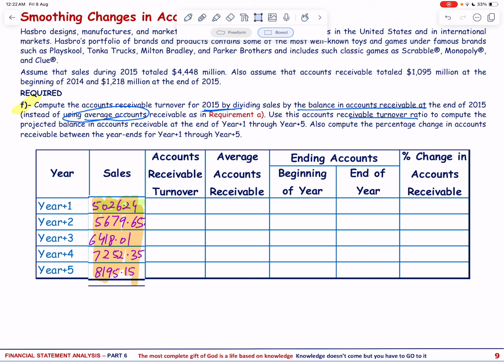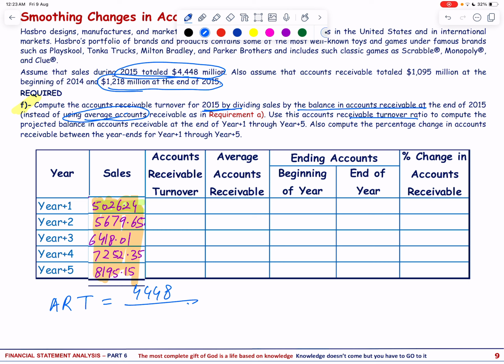First of all, let us talk about the accounts receivable turnover, based on the year-end accounts receivable balance. Now, if you can recall, the sales for 2015 was 4448 divided by the accounts receivable at the end of 2015, that is 1218, and this is equal to 3.65. So the turnover is 3.65 for all the years.